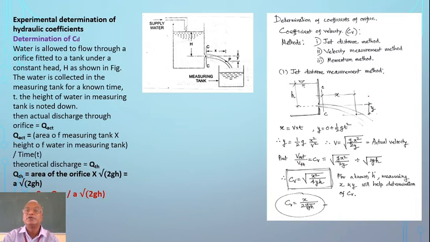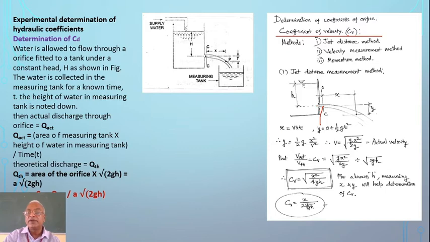We'll go through this. Coefficient of velocity Cv. There are a number of methods: jet distance method, velocity measurement method, momentum method. So here we have considered the jet distance method, as in this figure, also x and y. Here the position CC is at vena contracta. So as the jet goes horizontally x distance, it is falling down through y.